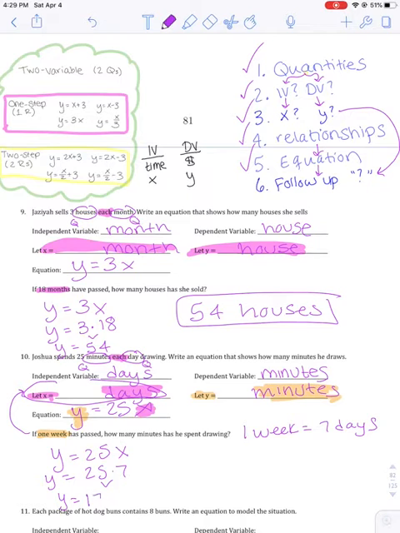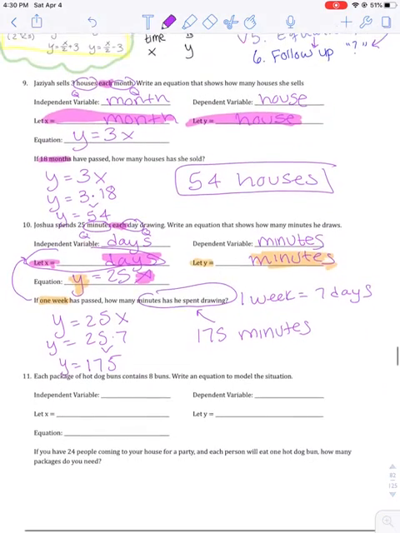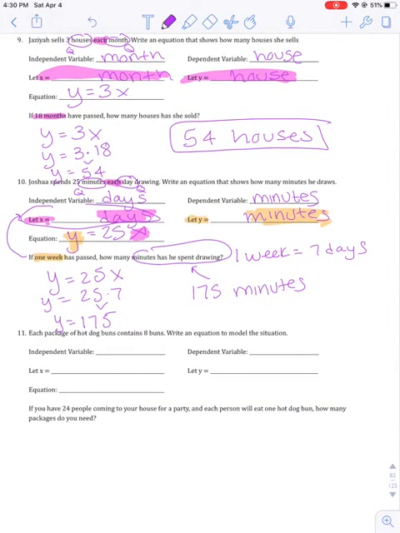There's no algebra to do here. 25 times 7, you'd solve this however you feel comfortable. I got 175. And that goes with Y, which is minutes. So 175 minutes. And that makes sense because the question was how many minutes has he spent drawing? So I was right to put it in for X. Y was the one I needed to find.